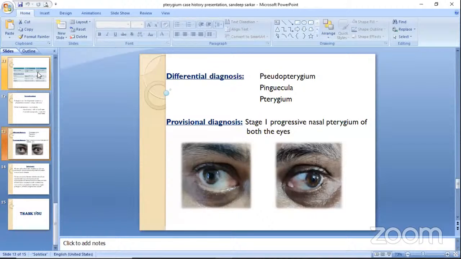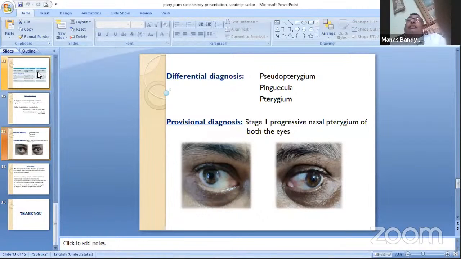In the differential diagnosis, why are you mentioning pterygium again? Pterygium is your provisional diagnosis, isn't it? No.